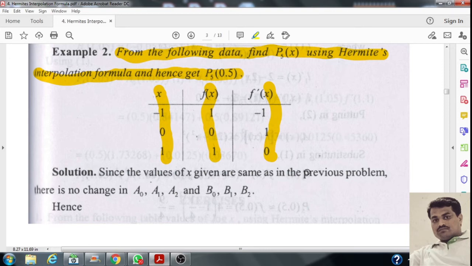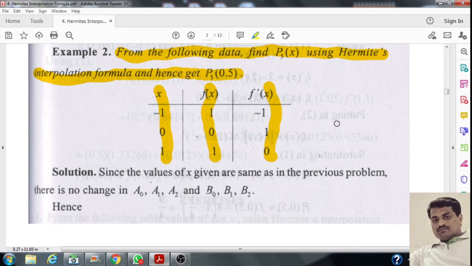Here in the second problem, if we compare the first problem and second problem, the values of x are the same. In the previous problem x0 is given as -1, x1 is 0, x2 is 1. Only we are changing f of x and f dash of x. Okay, the question is to find the polynomial, and hence using the polynomial find the value of p5 of 0.5.